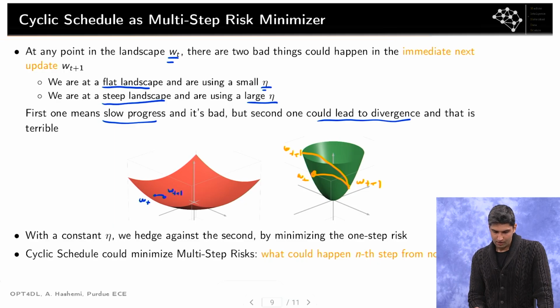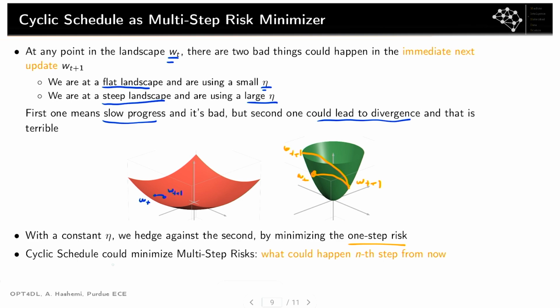The constant step size is basically going to look at one-step risk, what will happen in the next immediate update, and try to minimize that as best as possible. And by that minimization, it's going to hedge against the second case. But a cyclic schedule, on the other hand, minimizes a multi-step risk. For instance, what could happen in the nth step from now, and let's try to minimize the risk of that.